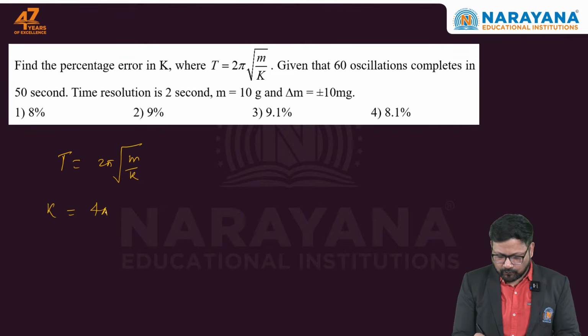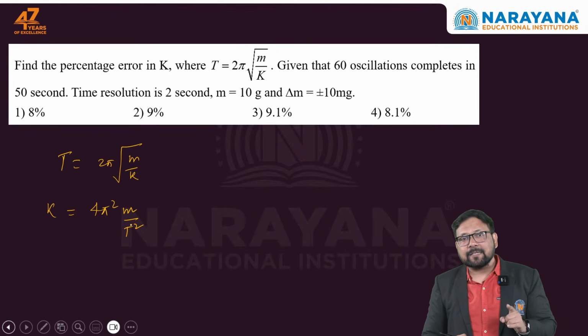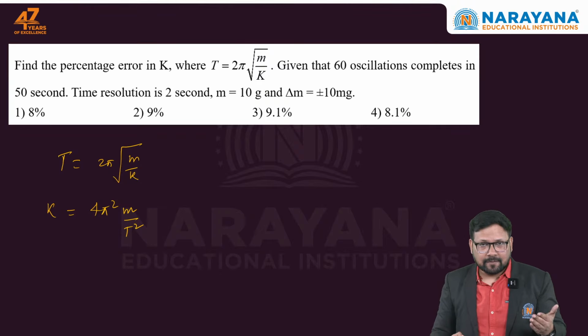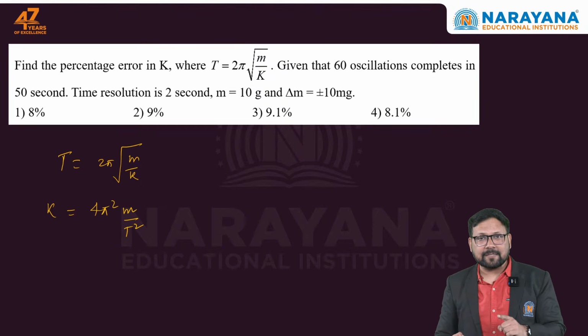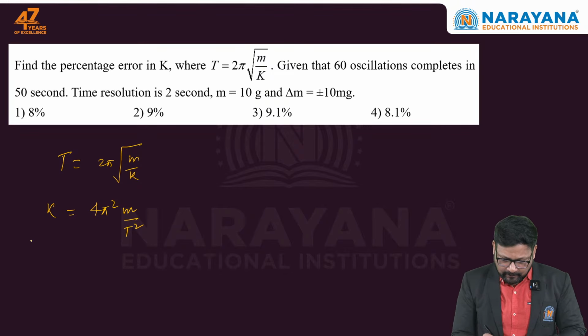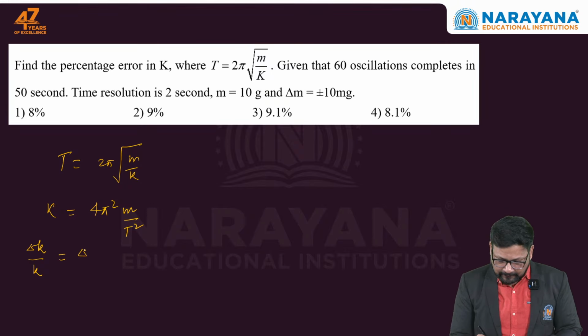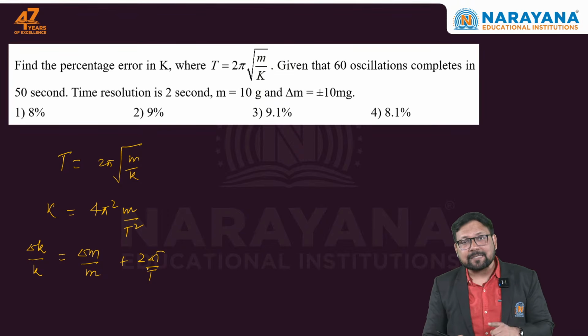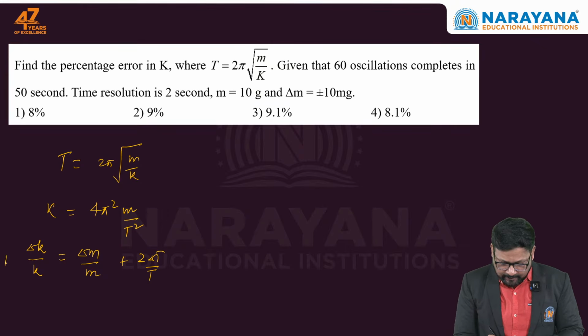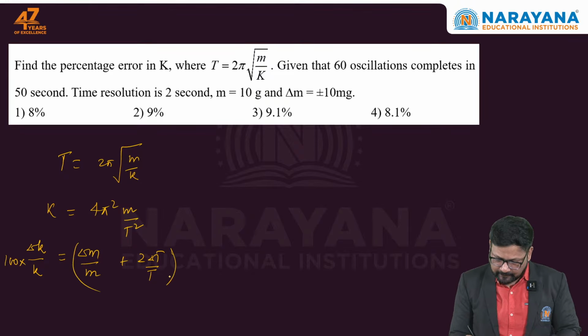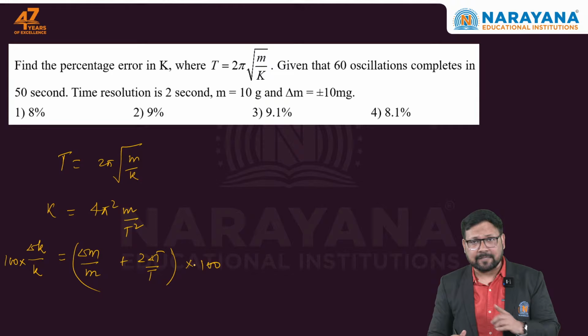K is equal to 4 pi square M by T square. So M and T square are the physical quantities which are being measured, and error will be in those. 4 pi square is a numeric constant, no error in it. So delta K by K, the fractional error, that we use in multiplication and division: delta M by M plus 2 delta T by T. Now K percentage error is required, so obviously we need to multiply both sides by 100. Fraction into 100, that is the percentage error.